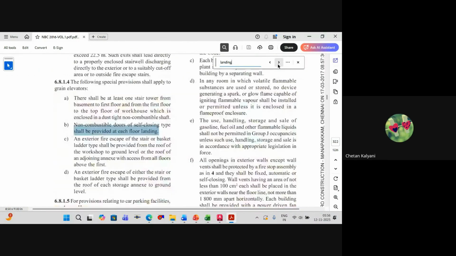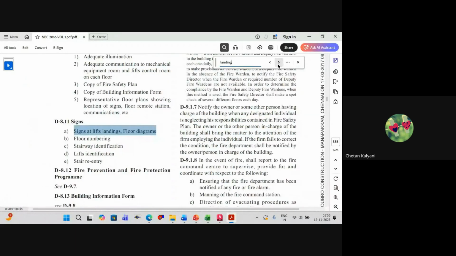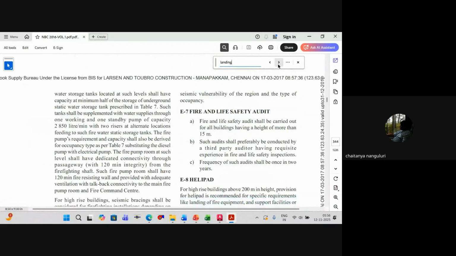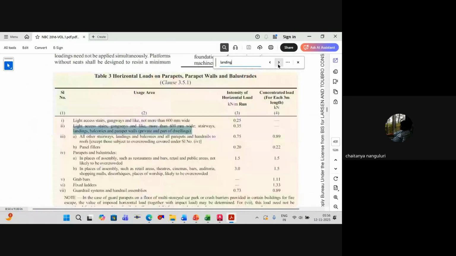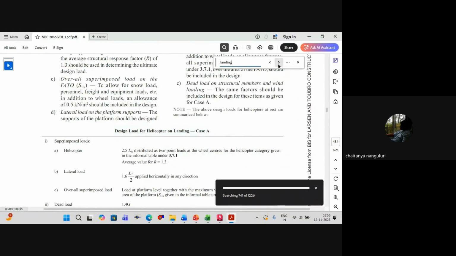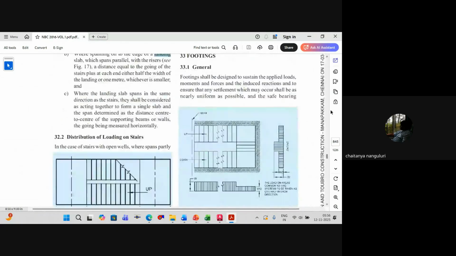Just a sec. That clause also I'll search and I'll tell you. I'll show you that tomorrow. Height of that tank. Just a second. Okay. Anyway, I'll tell you exactly about the staircase design also. Ramps and staircase design.